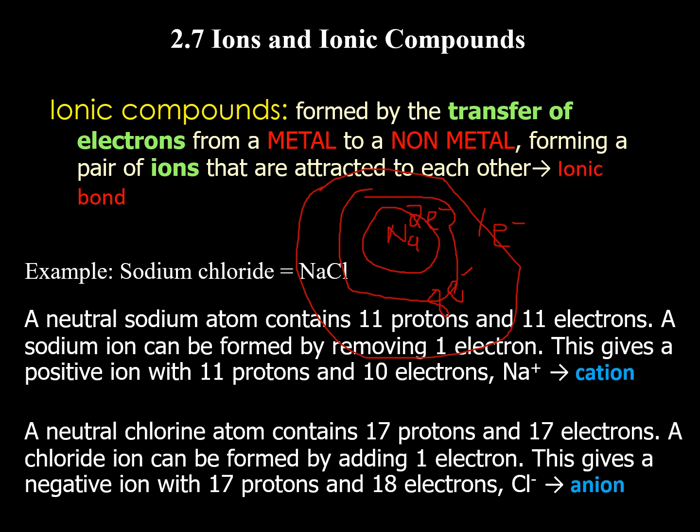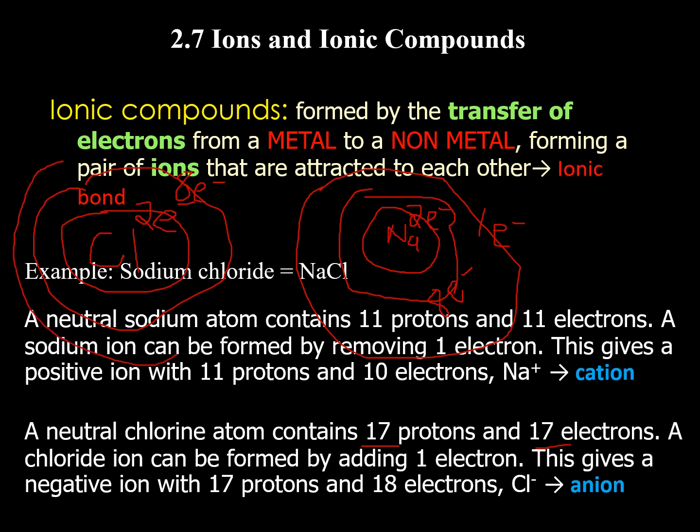Conversely, we have here the chlorine. Maybe I'll draw over here the chlorine. It has 17 protons, therefore 17 electrons. Again, the first level has 2. We'll talk about this in chapter 6, but the first level has 2, the next one has 8, and the last one will have 7 electrons to give a total of 17.